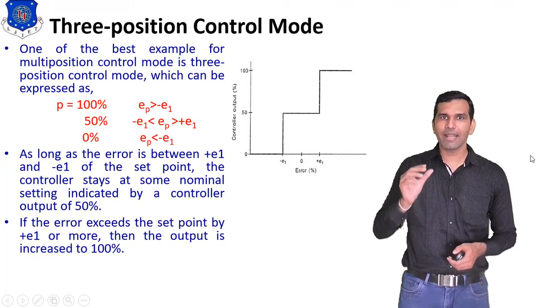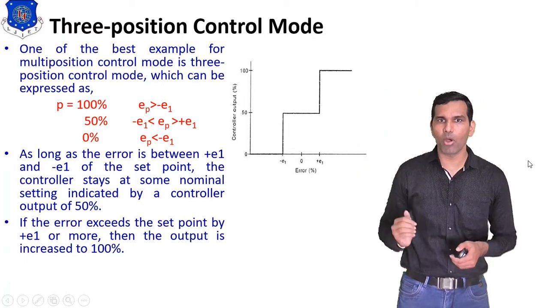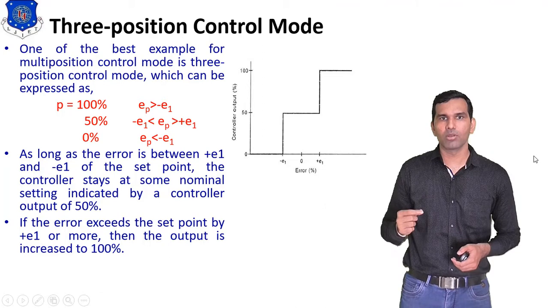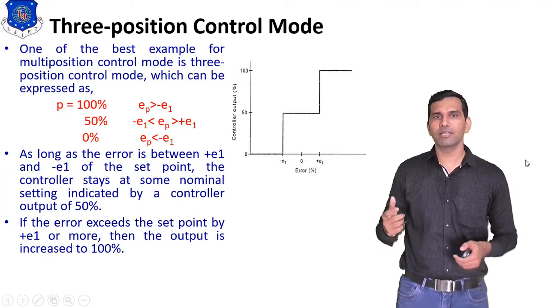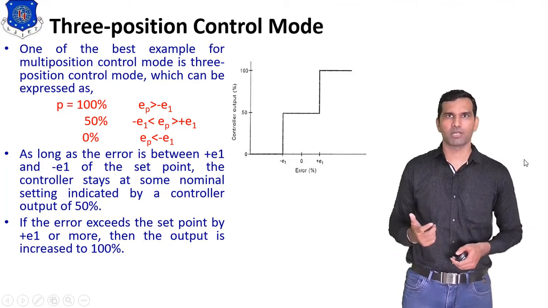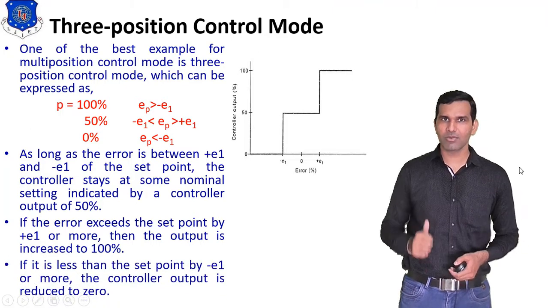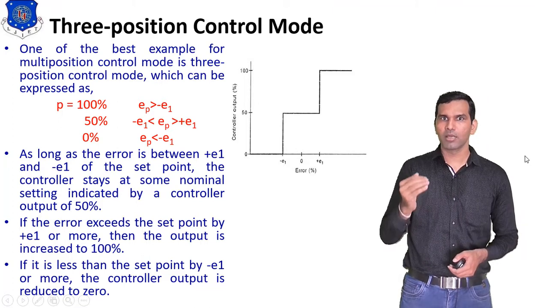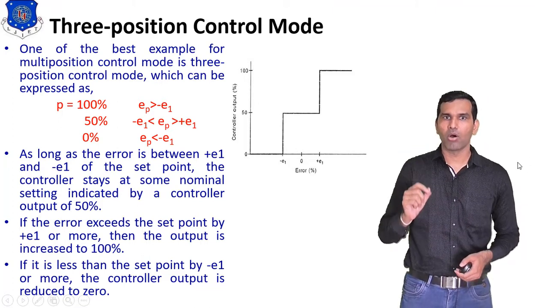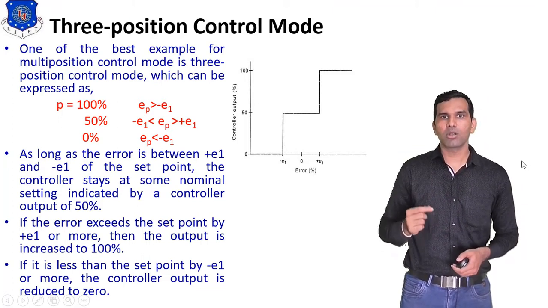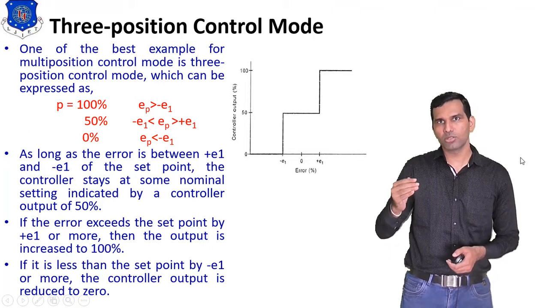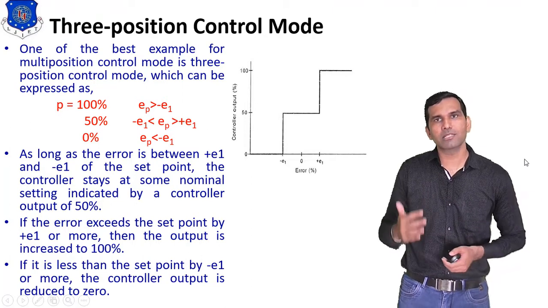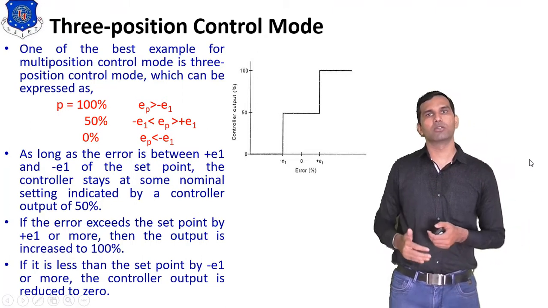If the error exceeds the set point plus E1 or more, then the output is increased to 100%. And the last one: if it is less than the set point minus E1 or more, the control output is reduced to 0. So this is the controlling action of 3-position control mode.